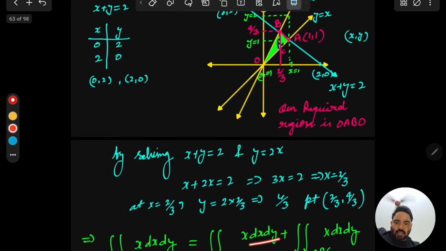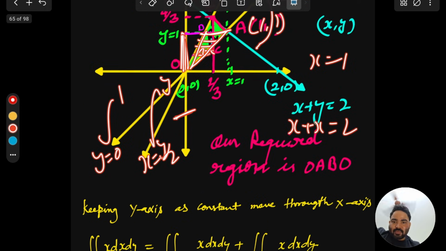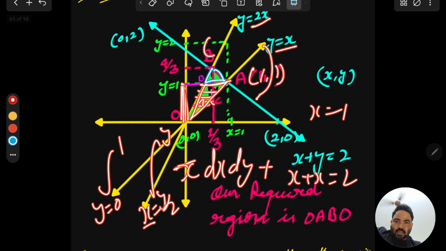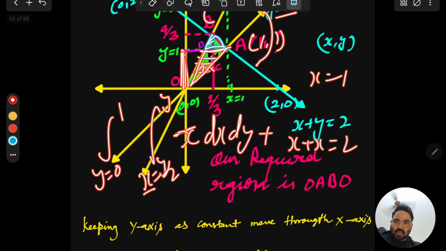The integral was x, so just put the value x here, and this is the x limit, then just do x first, plus. Now just come to this portion. In this portion, see how y is moving from here to here. So after that, y is moving from 1 to 4 by 3.